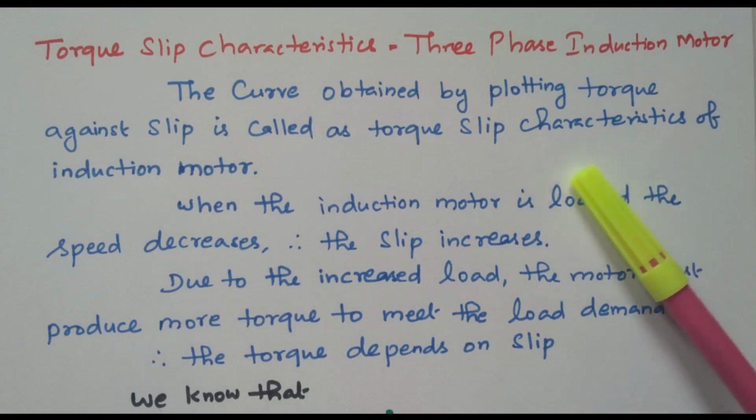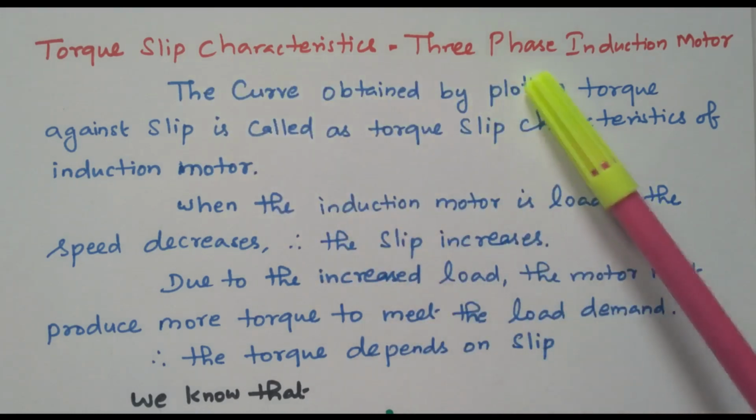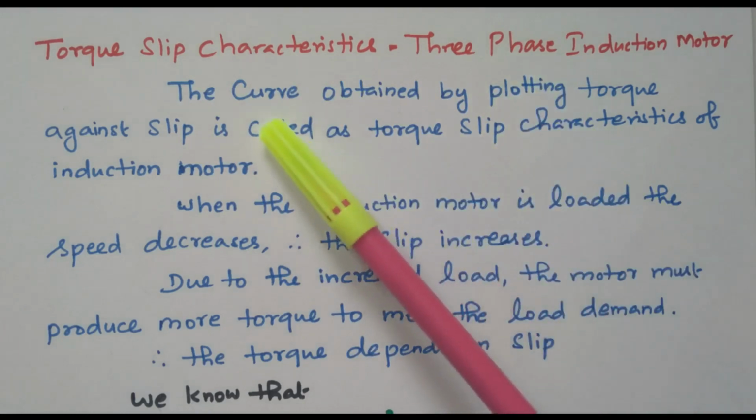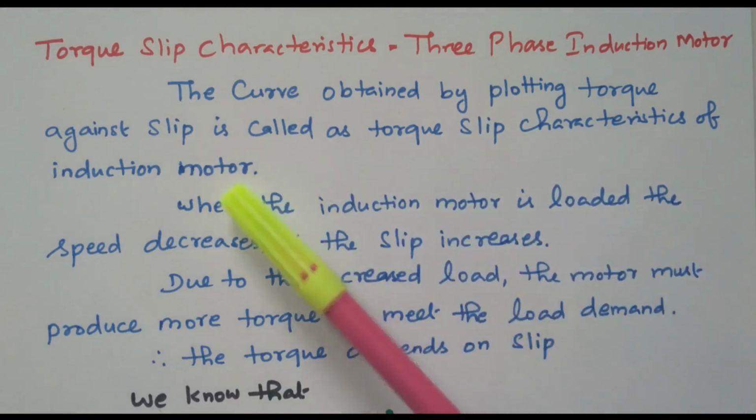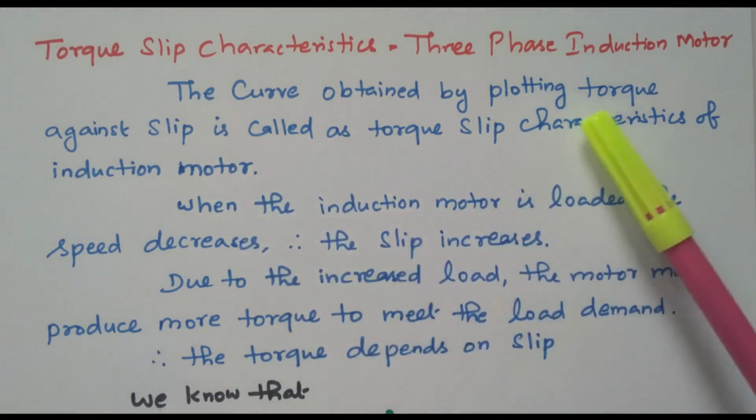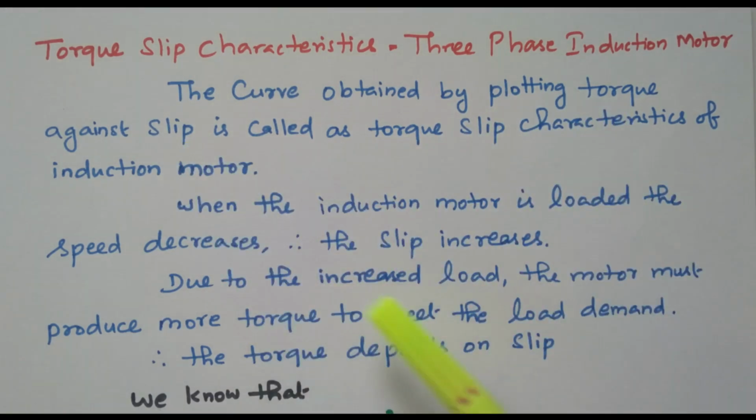Now we will go to the topic: torque slip characteristics of 3-phase induction motor. The curve obtained by plotting the torque against the slip is called the torque slip characteristics of the induction motor. The curve is drawn between torque and slip. Now we will see the details about the relation between torque and slip.